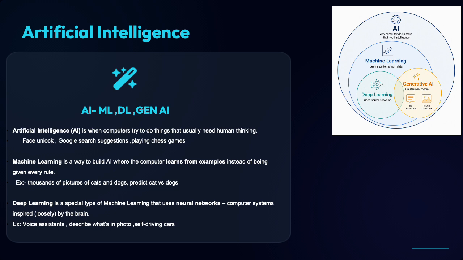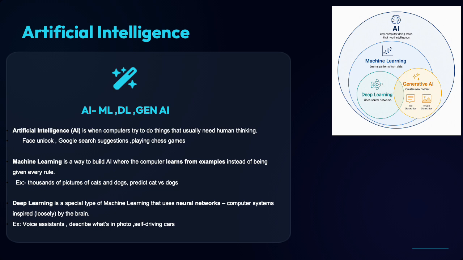So for example, the voice assistant understanding what you say, right? Nowadays, apps can describe what is in a photo. If you upload a photo, it says these are the objects in the photo. And self-driving cars. So you can consider deep learning a very big, layered machine learning model that is good at hard, complex tasks like image recognition and speech recognition.